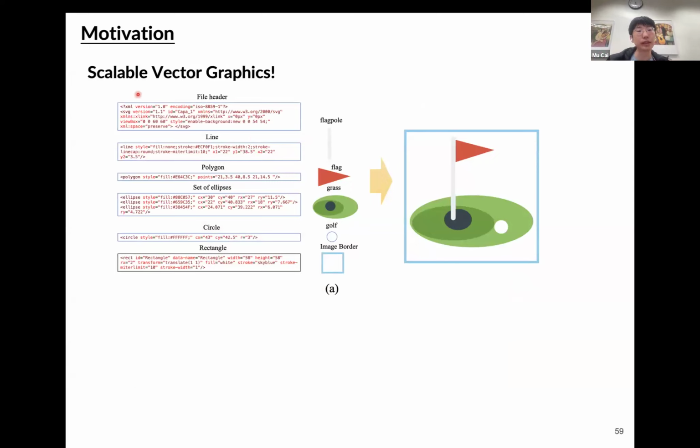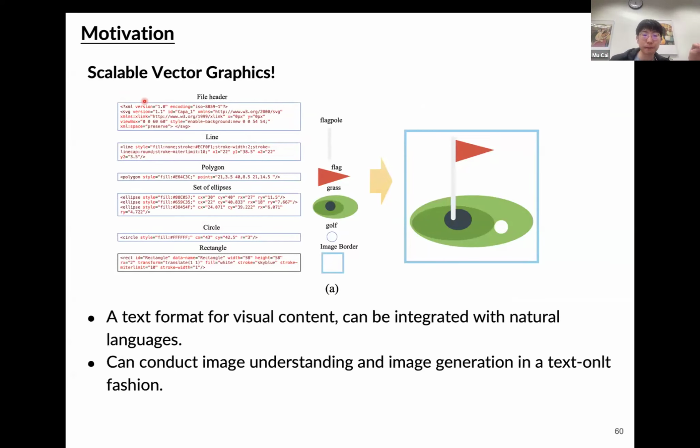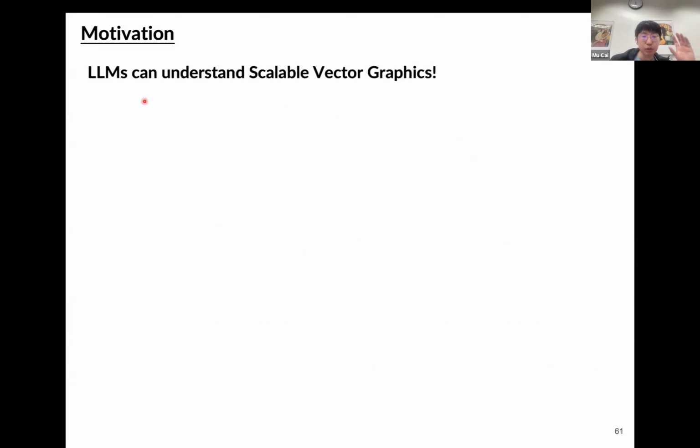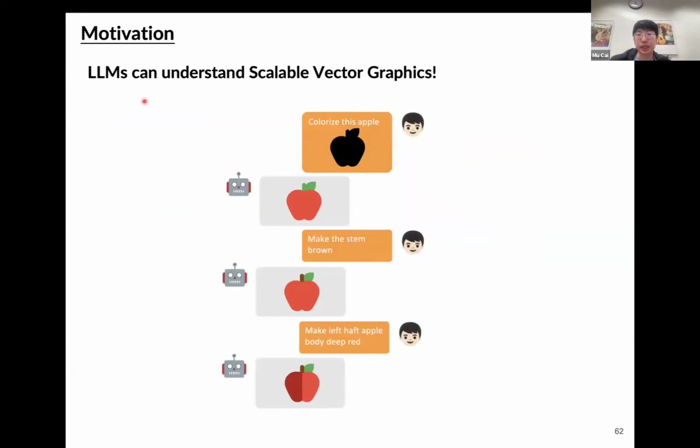Specifically, it's called scalable vector graphics, SVG, and we transform images into that SVG format and put it into the language prompt. And we found that in this way, we can do image understanding and generation at the same time. For example, here is one of our prompting examples. Given the question, the prompt and the SVG code, the model can do some tasks like recognizing, colorization and instruction following.